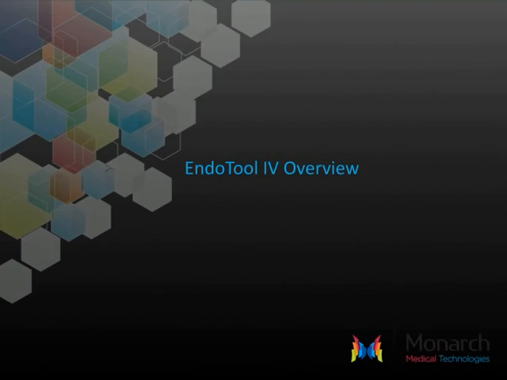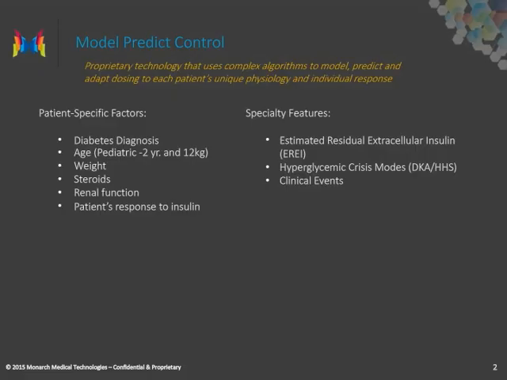EndoTool IV is a clinical decision support system designed to provide insulin and carbohydrate dosing recommendations for the control of hyperglycemia. EndoTool calculates a patient-specific dosing model using the patient's diagnosis of diabetes, age, weight, active steroid dosing, renal function, and the patient's individual response to insulin.